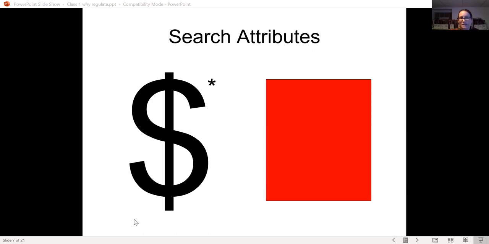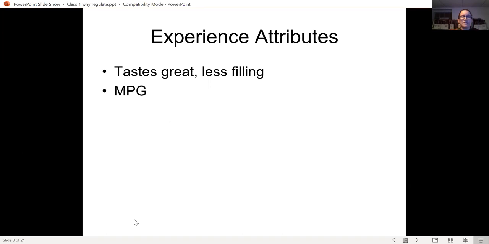Just to go through the rest of the divisions. An experience attribute is something that's verifiable after purchase as opposed to before purchase. The taste of bubblegum, the miles per gallon a car receives. Some people who argue that the market is self-correcting, like Lillian Bevere, say that people know that advertisers are likely to exaggerate and so won't believe experience claims either, so advertisers won't bother to falsify them.